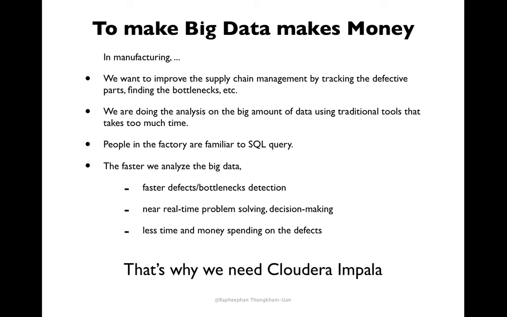Some problems that we have are that the data is stored separately in many databases, and it takes much time to retrieve the complete production data. Also, the people in the factory are familiar with SQL queries. That's why we need Cloudera Impala. In this project, I will show how to use Impala to find the bottlenecks in the factory.